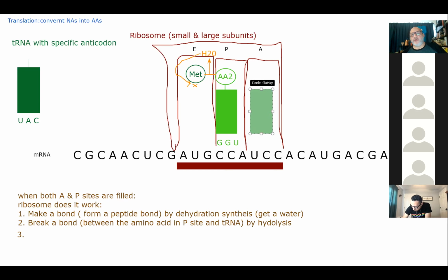A new transfer RNA is going to come in. Again, it can't be any old transfer RNA. It has to be the one with the specific anticodon. And what would our anticodon here be? AGG. Excellent. And it is going to be bringing in a third amino acid. Do we happen to have that one memorized? No. Nope. And do we care? Nope. Amino acid 3.